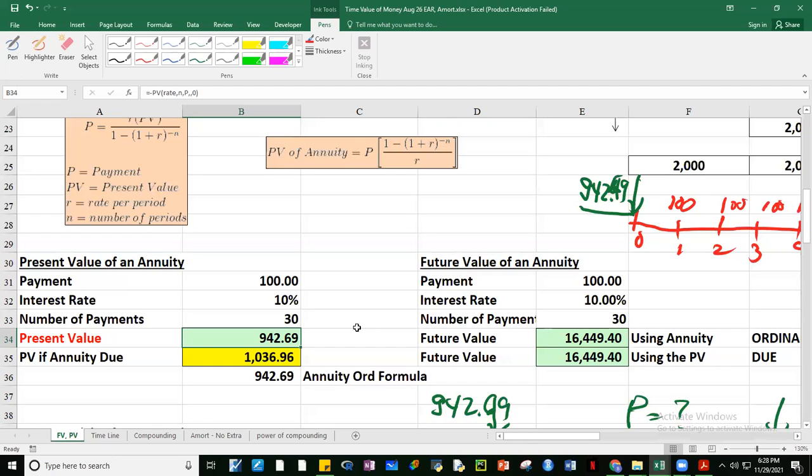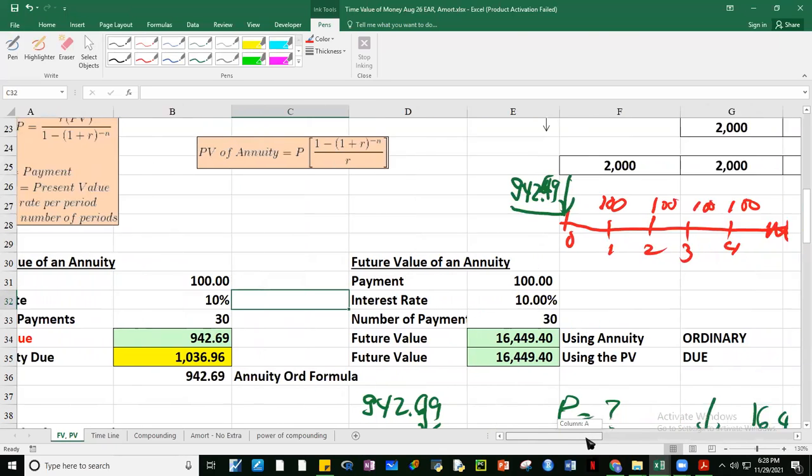Siguro kung kailangan ng pera na ngayon, ang decision mo ay 942.69 na lang. But if you're preparing it maybe for retirement, ay hindi, gusto ko yung 100 na yan, pag-retirement ko yan, gusto ko makuha yan every year for the next 30 years. That will cover my retirement. So it depends on the need of the investor.